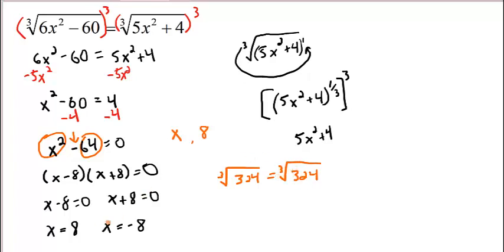Now we'd also plug in negative 8 for this, but we're going to get the same answers because negative 8 squared is going to be 64, and then we do the times 6 and then minus 60, and then a negative 8 over here is going to be a positive 64 again, so we're going to come up with the same situation here. So both of these answers work for this problem, and that's going to be your final answer.